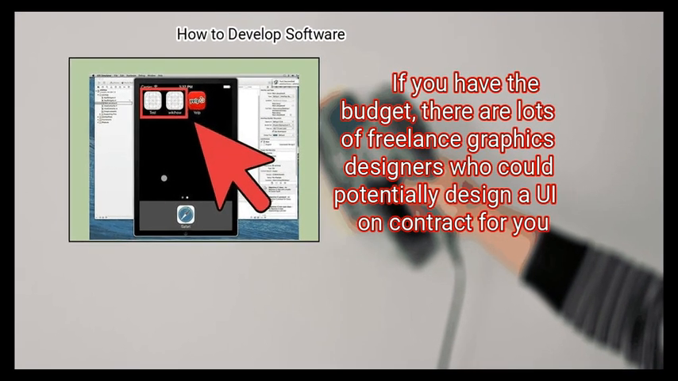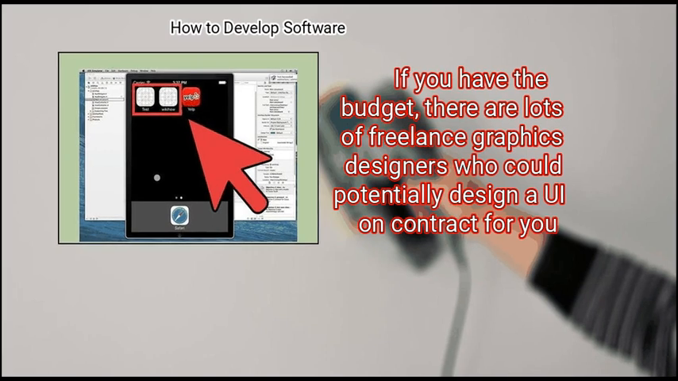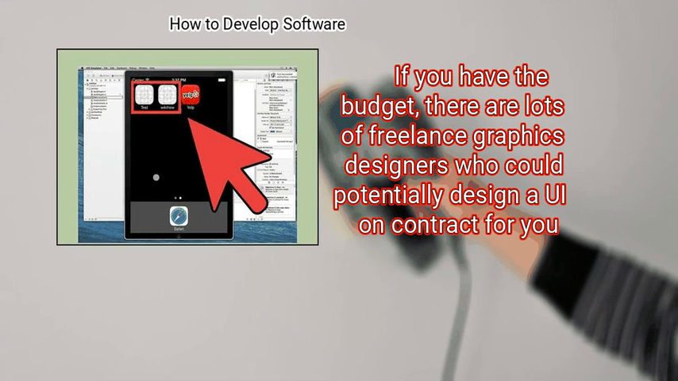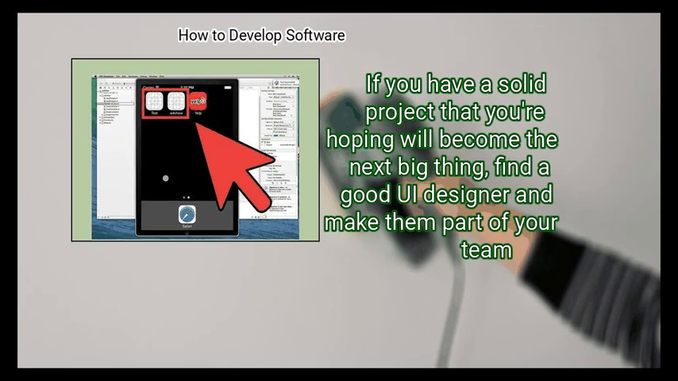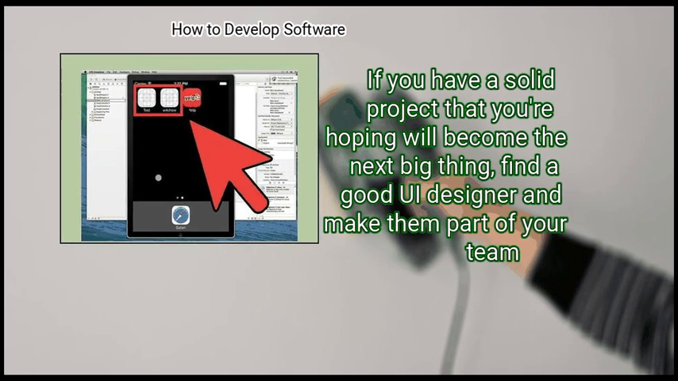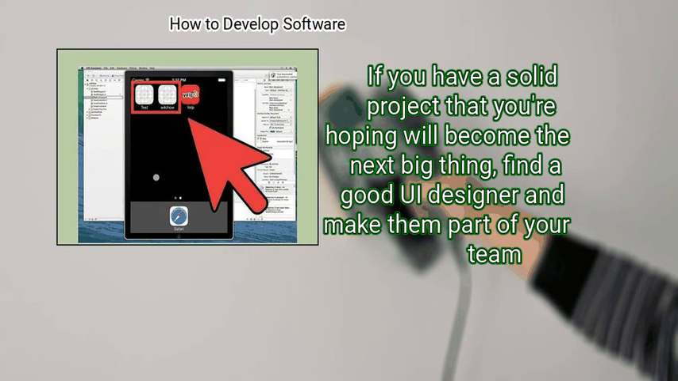If you have the budget, there are lots of freelance graphics designers who could potentially design UI on contract for you. If you have a solid project that you're hoping will become the next big thing, find a good UI designer and make them part of your team.